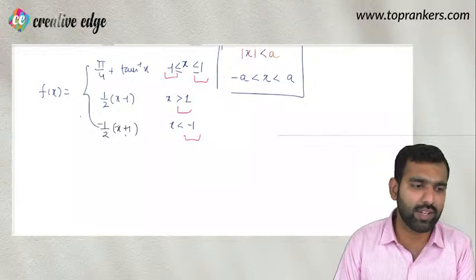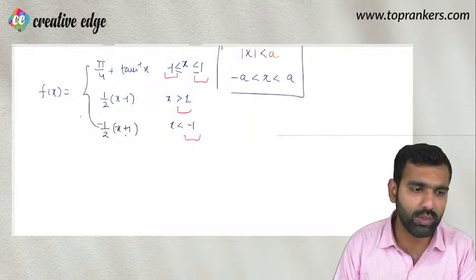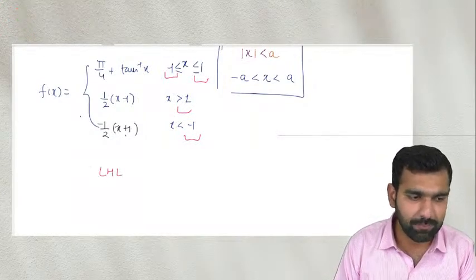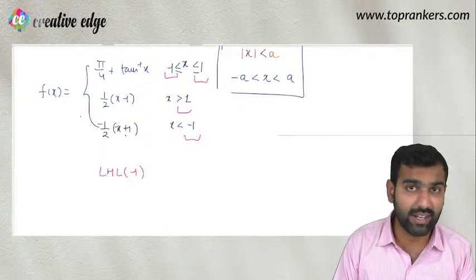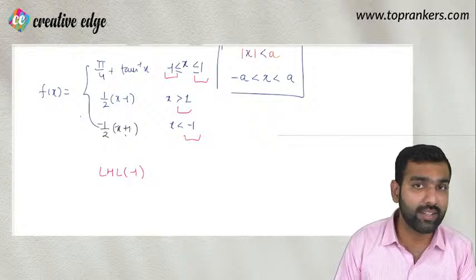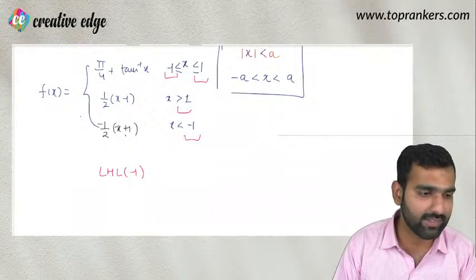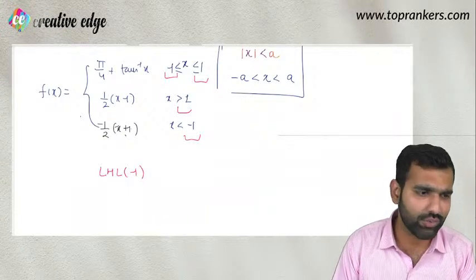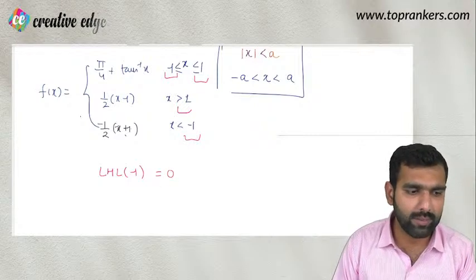जैसे ही आप -1 रखेंगे तो -1 + 1 is 0, 0 into anything is 0. So left hand limit on -1. I hope I need not write it in a very meticulous manner. You are able to process, I believe. तो जब आप x को -1 से रिप्लेस करते हैं, तो -1 + 1 is 0, 0 into anything is 0. So left hand limit turns out to be 0.